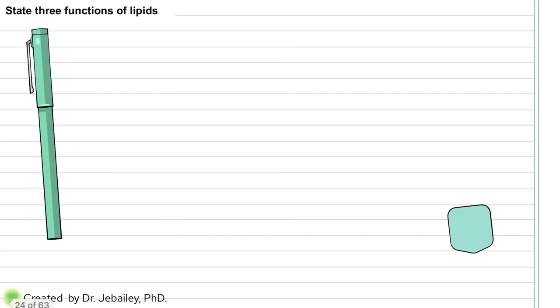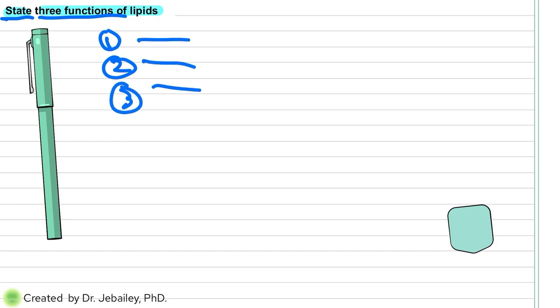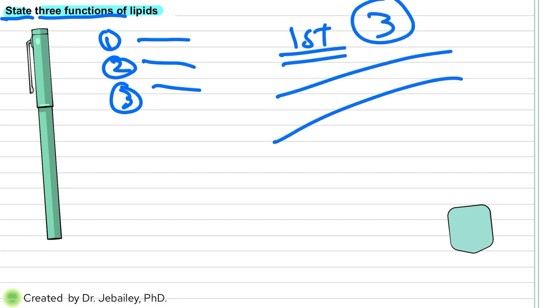Now let's move to the next question. The next question says state. State means just listing 3 functions of lipids. So we just need to mention the 3. Usually when it comes to state, the first 3 things you mention are what they're going to pick on. So you cannot just write like 15 things and expect that they're going to look at the 15. No, they're going to look at the first 3 only. After that, they stop looking at whatever answers you have. So make sure your first 3 are your best answers.